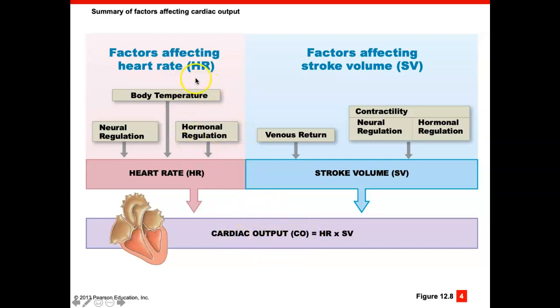Factors affecting the heart rate: the neural and hormonal regulation, as well as body temperature. Factors affecting stroke volume: the amount of venous return, as well as neural and hormonal regulation. Those influence stroke volume, and together, multiplied together, they influence the cardiac output.